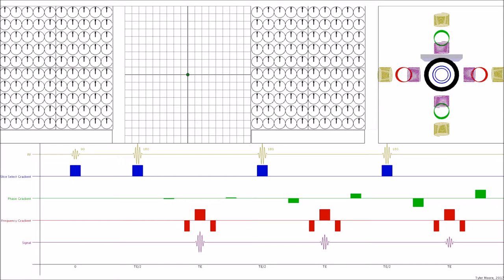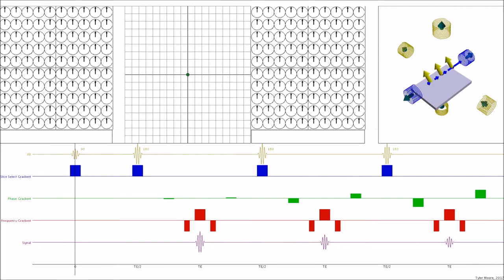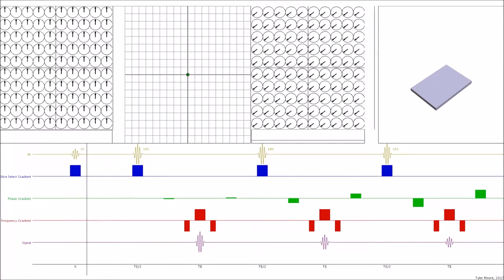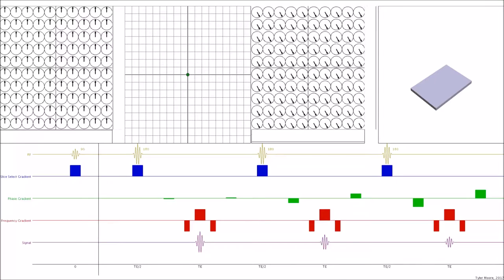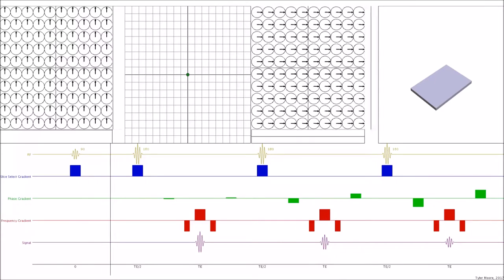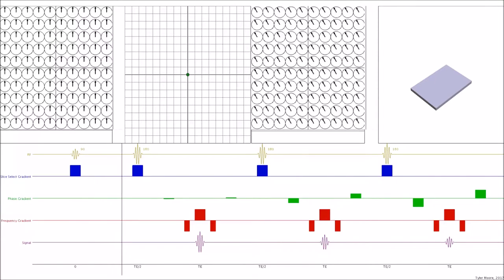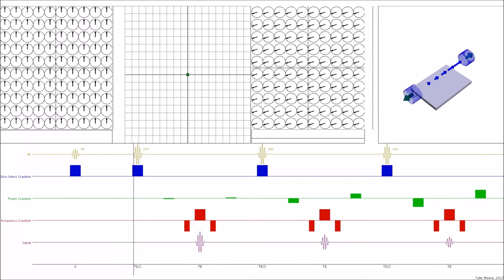This video emphasizes frequency and phase encoding. The fast spin echo sequence pulse diagram is along the bottom. The scanner animation is at the top right. Now we will be focusing on the phase and frequency encoding coils. The phase encoding coil is green. The frequency encoding coil is in red.